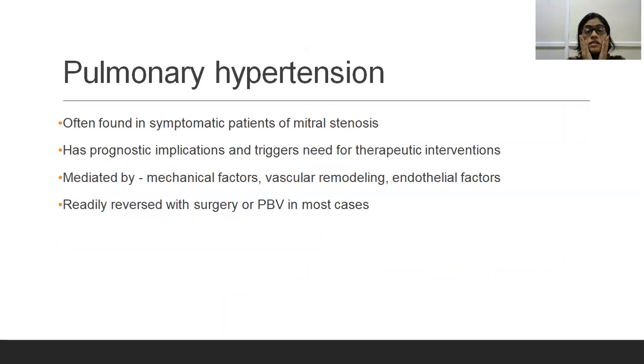Pulmonary hypertension is often found in symptomatic patients of mitral stenosis. This is one of the compensatory mechanisms that I mentioned in order to offset the symptoms. This has both prognostic implications and triggers the need for therapeutic interventions. The onset of pulmonary hypertension is mediated by mechanical factors, vascular remodeling, as well as endothelial factors. So this is also readily reversed with surgery or percutaneous balloon valvuloplasty.